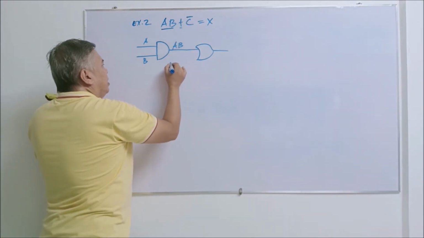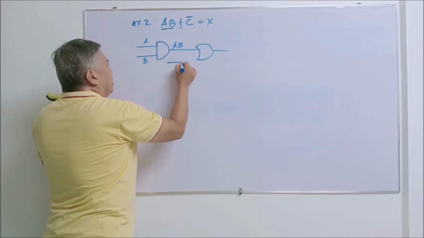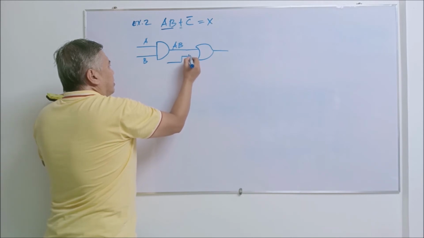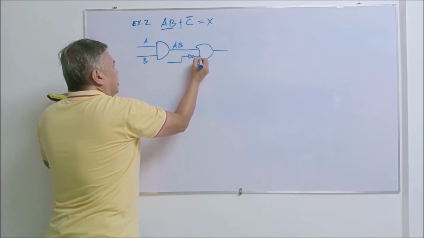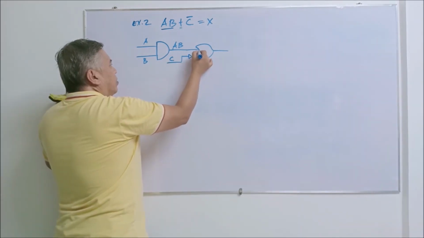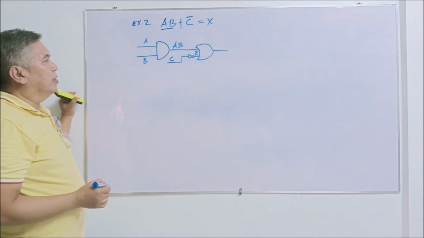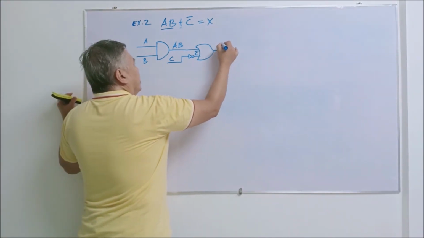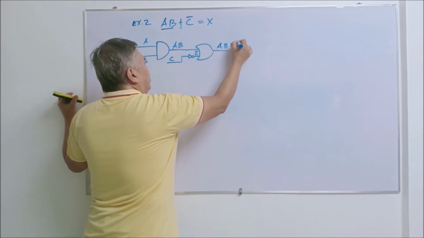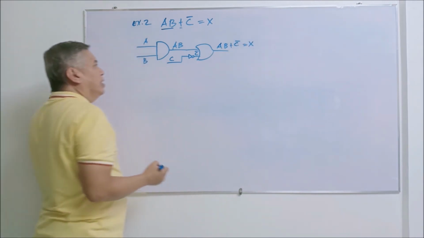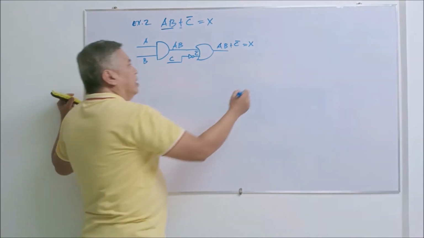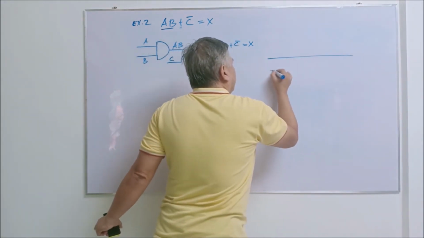So you have here C. Now, it is complemented. In other words, you can use an inverter, like that. And this one here is your C, so the output here is C complement. So the output now becomes AB plus C complement is equal to your output X. So the table will be again obtained using the same procedure.